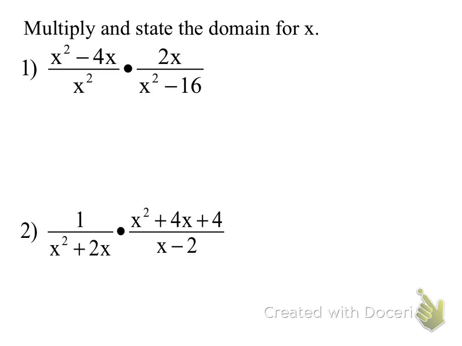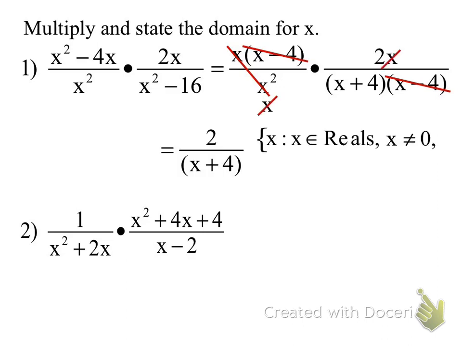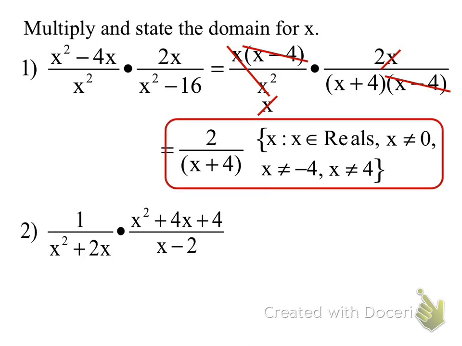Okay, if you want to check the answers, if you already did it, you factor first. X cannot equal 0 here. X cannot equal 4. And x cannot equal -4. So, x is an element of the reals, x cannot equal 0, x cannot equal -4, and x cannot equal +4. And when you simplify it, it's 2.